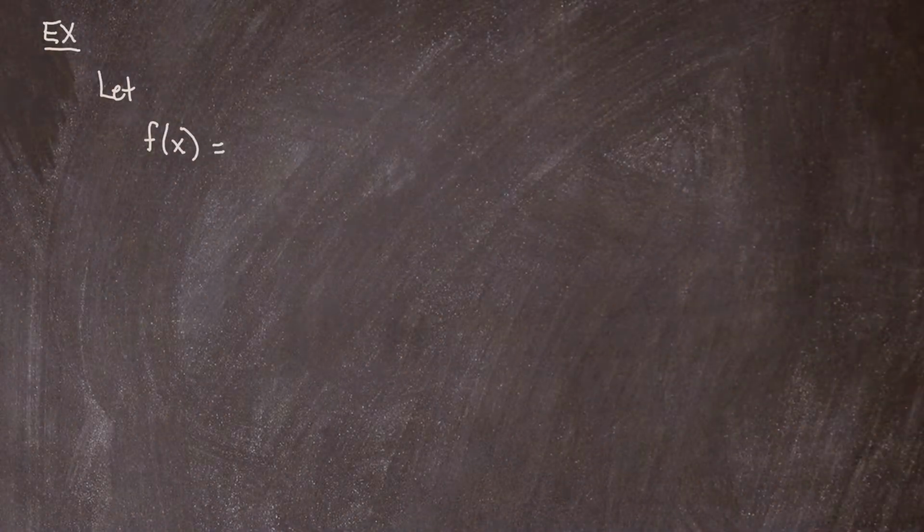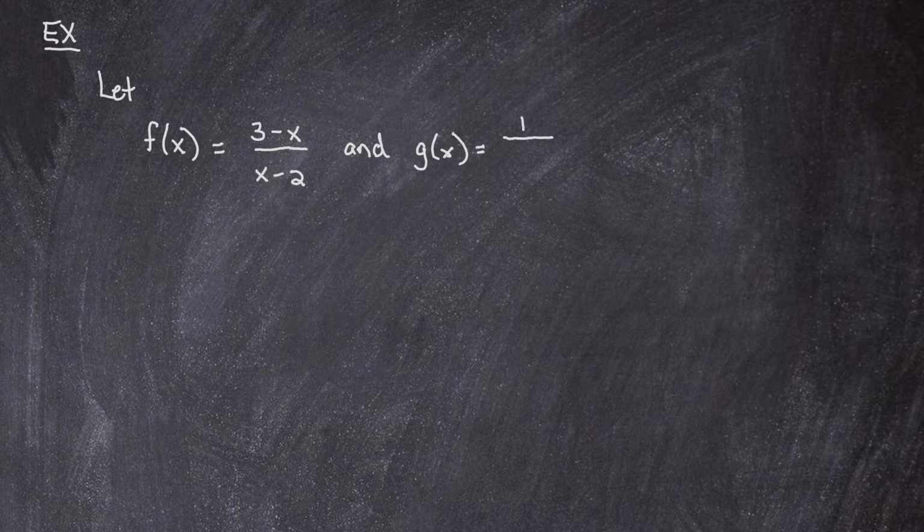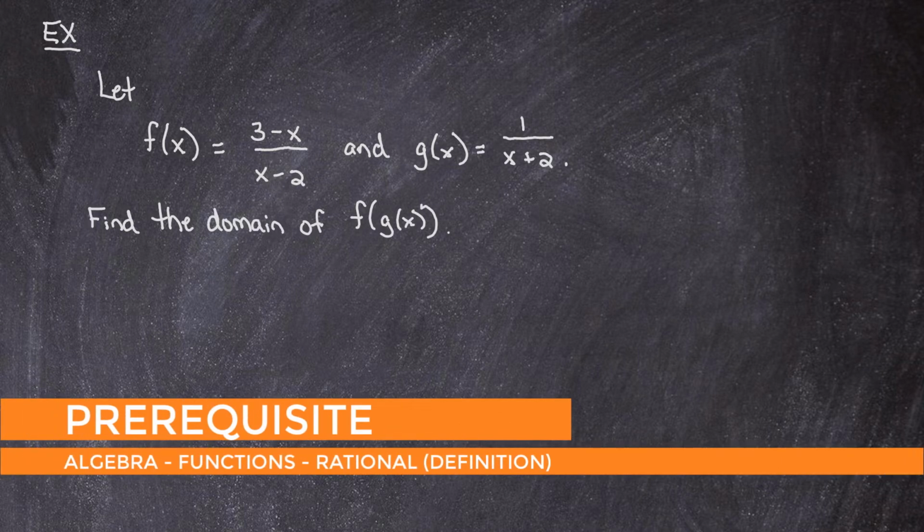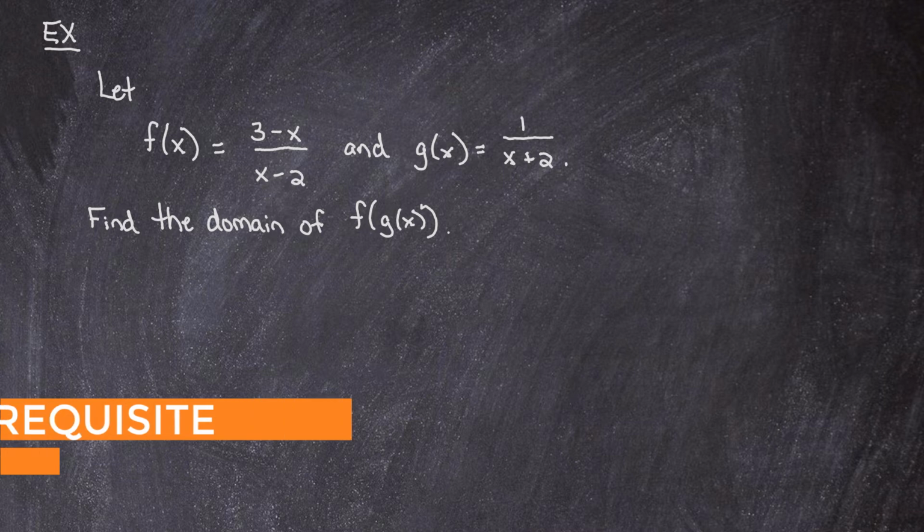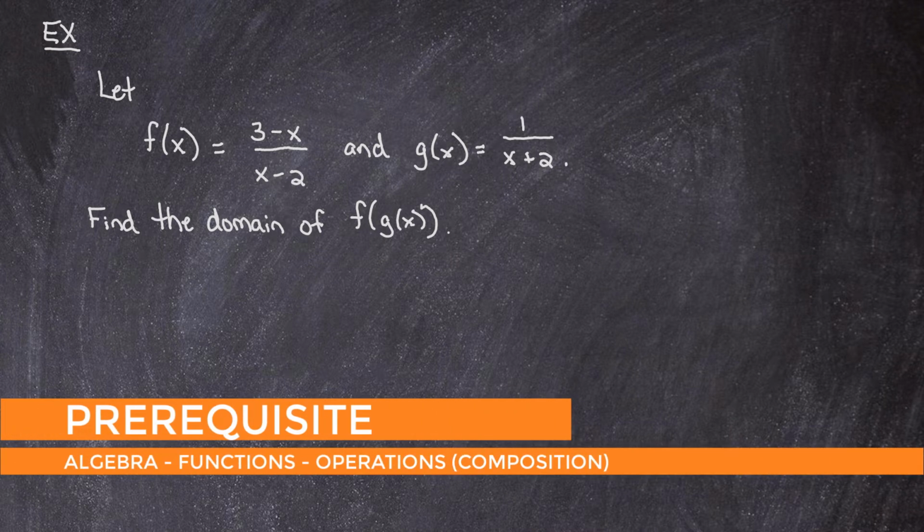In this example, we're going to take a look at the domain of a composition of two rational functions. There are a couple prerequisite skills that you need here, actually quite a few. First of all, you have to know what a rational function is. You also need to know what a composition of functions is.